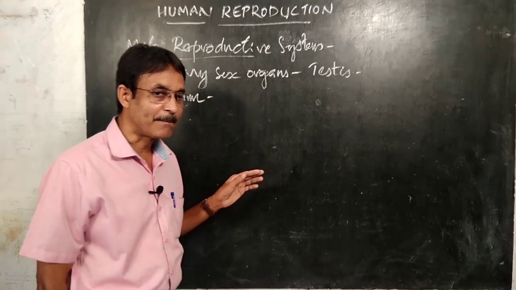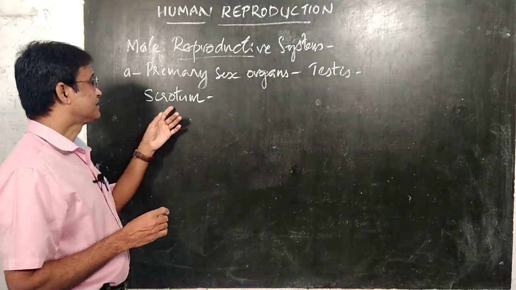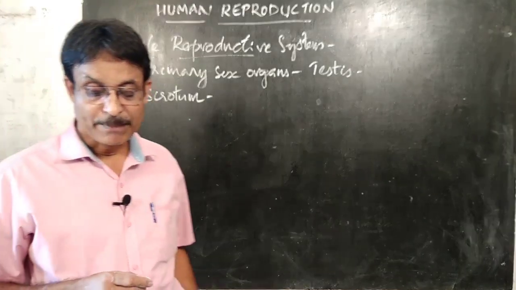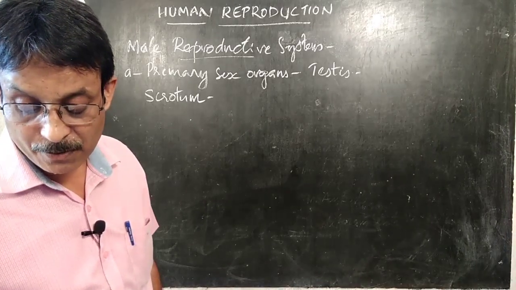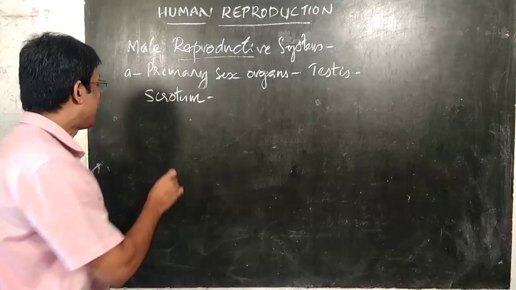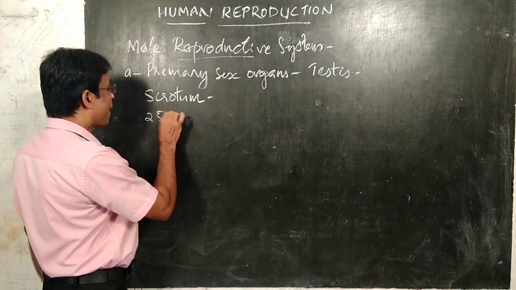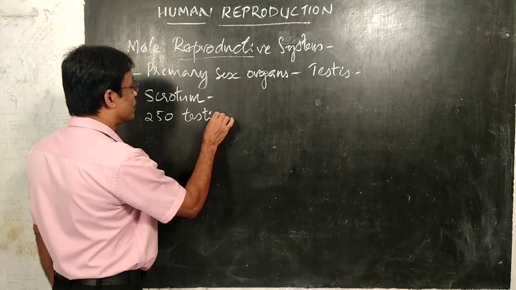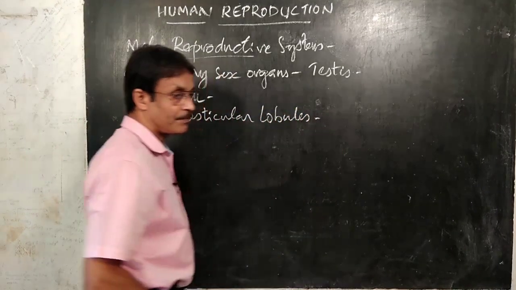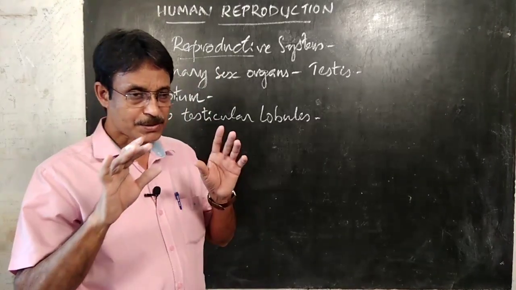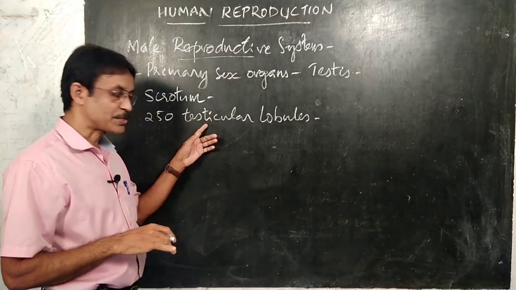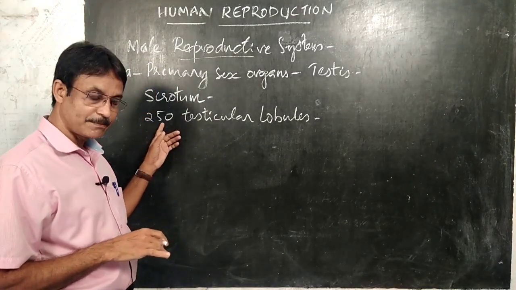Then each testis consists of many compartments, and those compartments are called testicular lobules. There are about 250 testicular lobules. Testes possess many compartments, that compartments are testicular lobules, about 250.